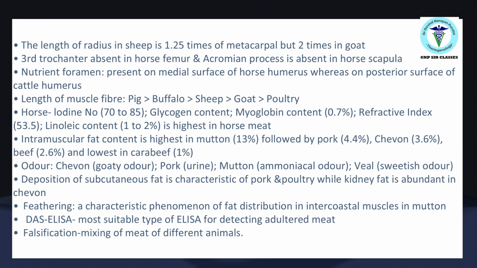Deposition of subcutaneous fat is characteristic of pork and poultry while kidney fat is abundant in chevon. Feathering, a characteristic phenomenon of fat distribution in intercostal muscles, is seen in mutton. Thus ELISA is the most suitable type of test for detecting adulterated meat. Falsification: mixing of meat of different animals.